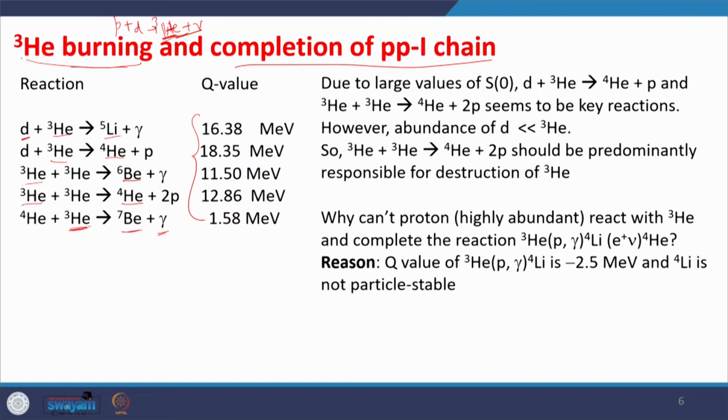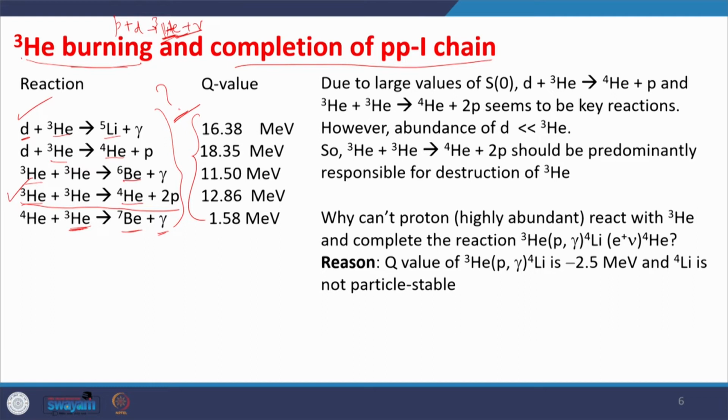Now, the question is, which reaction is important and why? Remember, one has to see the extrapolated astrophysical S factor values, and that shows that helium-3 plus D has a large value, and also helium-3 plus helium-3 producing helium-4 and 2 protons, which is the last reaction in the PP1 chain. These 2 seem to be key reactions.